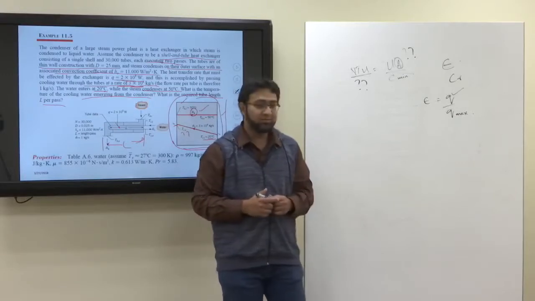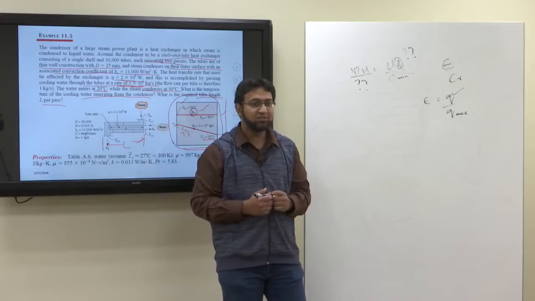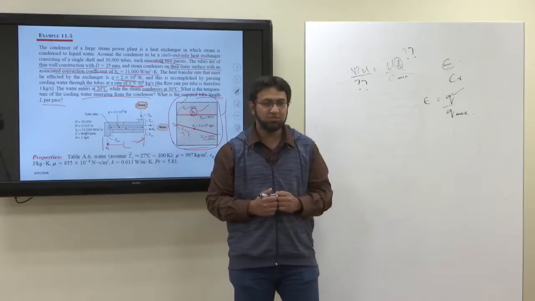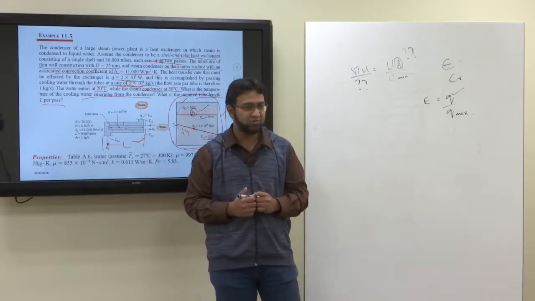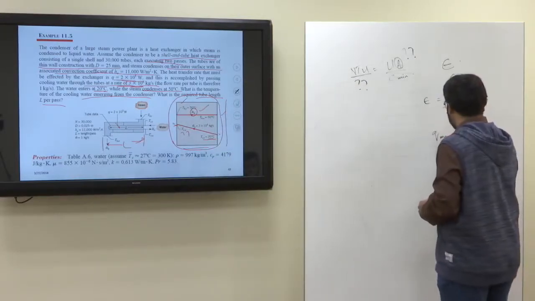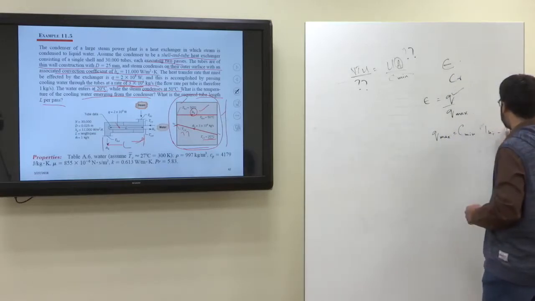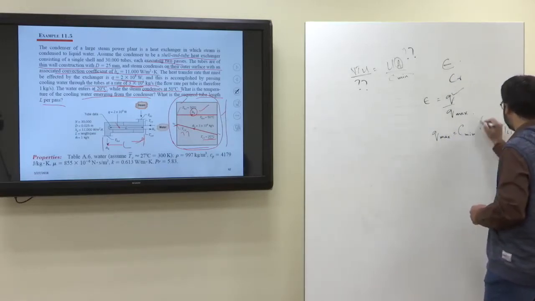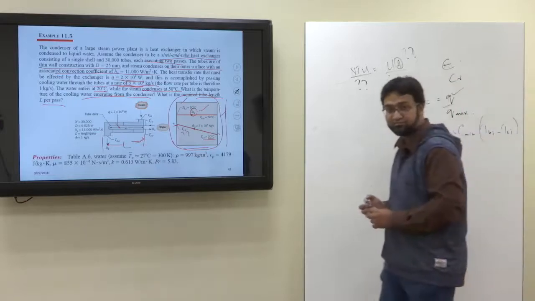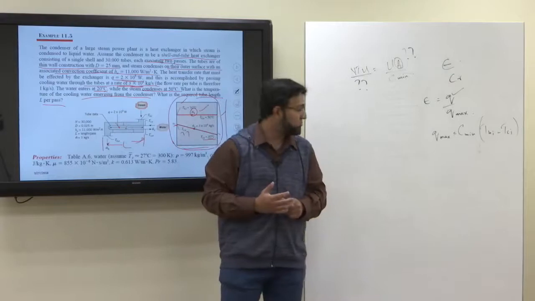But we need Q max. For finding Q max, Q max equals C minimum multiplied by T hot inlet minus T cold inlet, right? So Q max is C minimum multiplied by T hot inlet minus T cold inlet. Now T hot inlet is also given, T cold inlet is also given, C minimum.